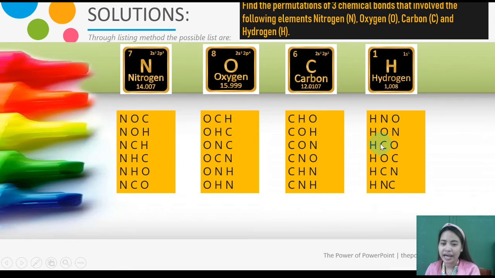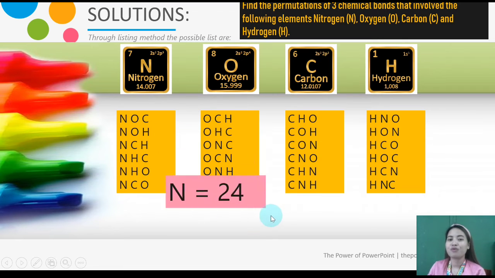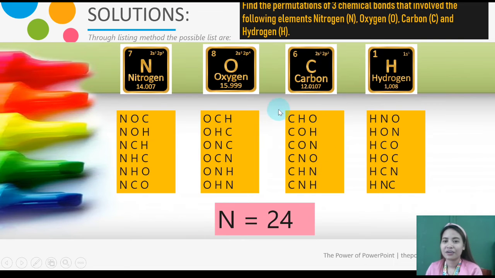Then the other one, we have hydrogen. In the first column, we have hydrogen, nitrogen, and oxygen. Then the other one, hydrogen, oxygen, nitrogen. HCO, HOC, HCN, HNC. So if we count those, how many do we have? We have 24 possible ways, or 24 permutations of 3 chemical bonds that involve the 4 elements.